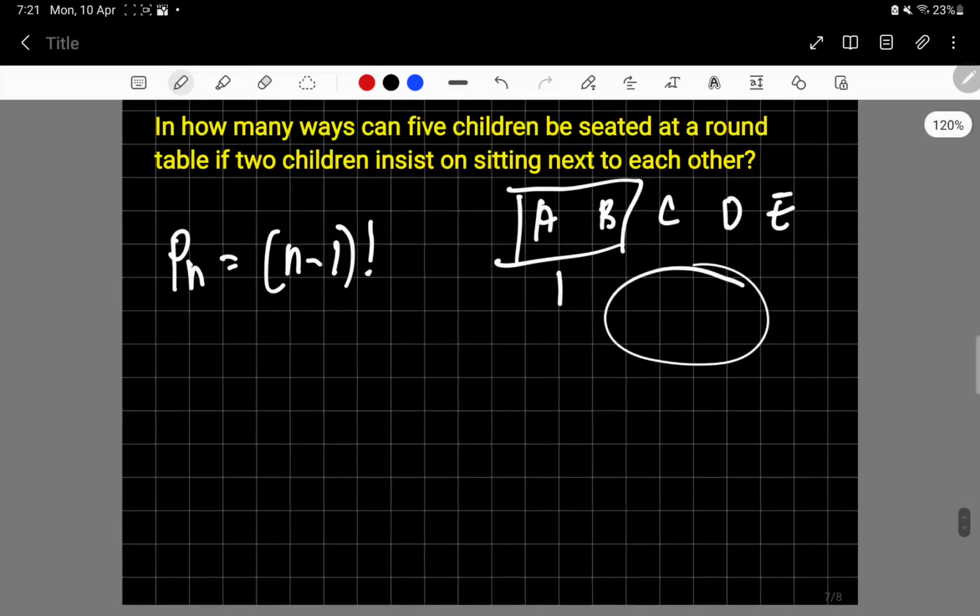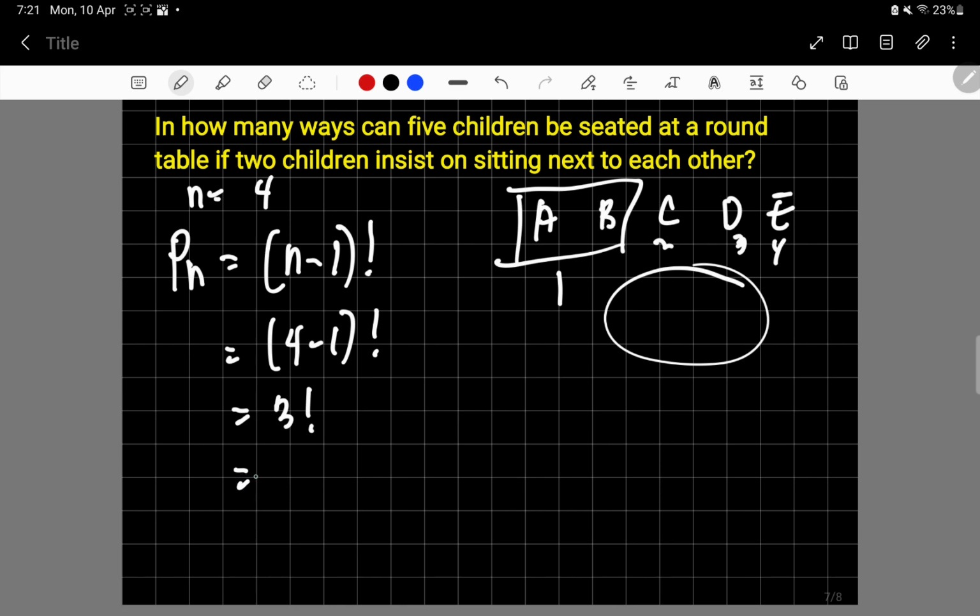Okay, so we have here 1, 2, 3, 4. So it means our n here will be equal to 4. So your solution will be 4 minus 1 factorial, which is equal to 3 factorial. And 3 factorial is 3 times 2 times 1, which is equal to 6. So, there are a total of 6 arrangements wherein the 5 children are seated at a round table.